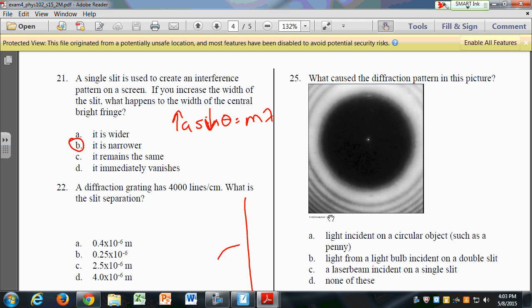Imagine here I have my pattern. That's saying that this angle theta is getting smaller. So if that angle theta gets smaller, that means that central bright spot gets skinnier, it gets narrower. Does that answer your question? Yeah? All right, what else, folks?